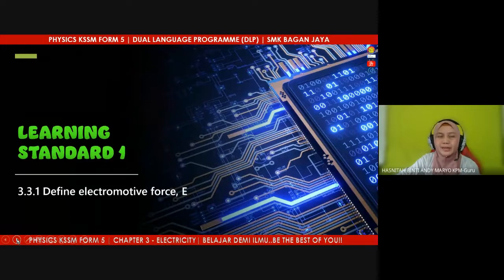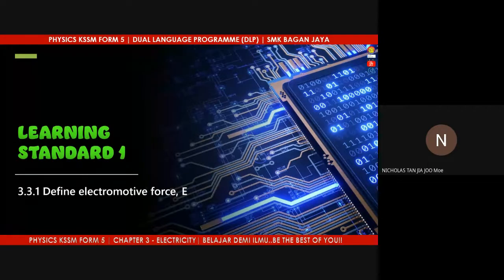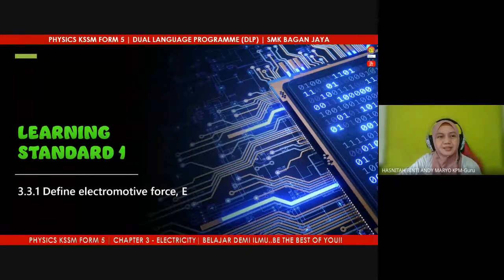Anyone knows what electromotive force means? Any idea? Maybe some of you who went for tuition or you do your own reading. Can you share anything you know about electromotive force? Battery. Batteries. Okay. Anything else? Others? What do you think? What is electromotive force?